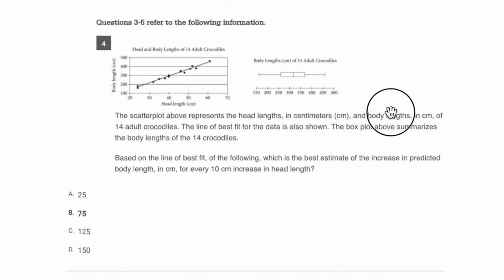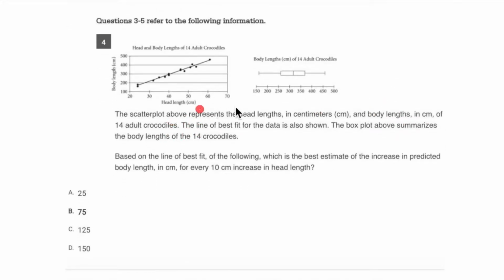Here's another one. The scatter plot above represents the head length. It's exactly the same. So if you recognize that, skim through it, then let's go down to what they're asking for. It says based on the line of best fit. So again, we're going to this. Of the following, which is the best estimate for the increase in predicted body length for every 10 centimeters increase in head length? Now this is kind of the same thing as the rate. If you figured out the slope, you could see the increase. But I'm just going to figure out how much it increased from 30 to 40, because that's 10.